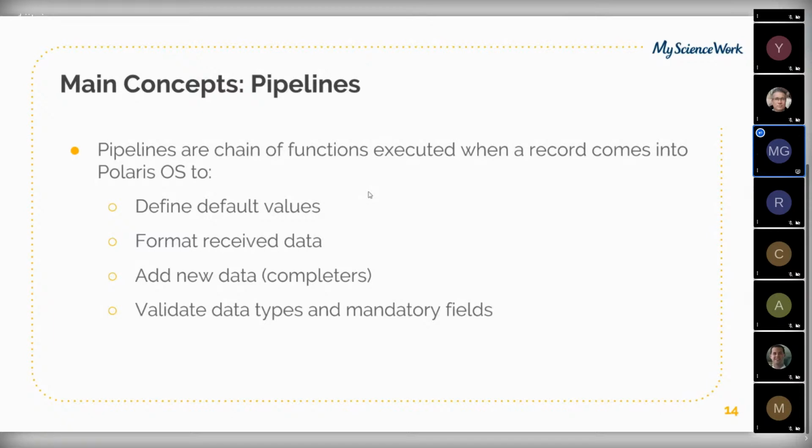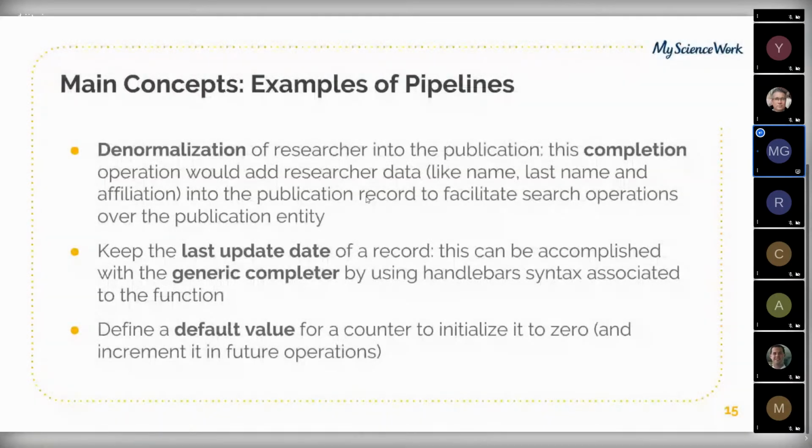Now, how can this be used? Some examples. The first one I put in here was denormalization. In a NoSQL database, we try to have all data in the same record for search and analysis purposes. So it means that, for example, if you have a publication, and that publication is published by some researchers, you're going to have more than the ID of the researchers in the publication. You're going to have maybe their names and last names in the publication itself, so you can easily search by researcher in the publication entity.